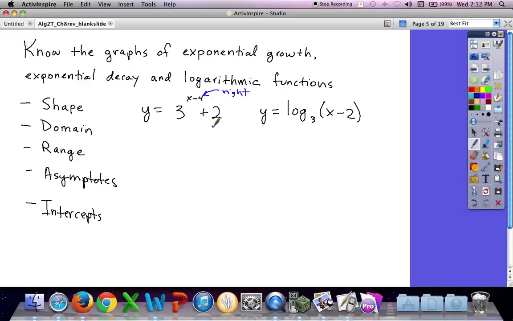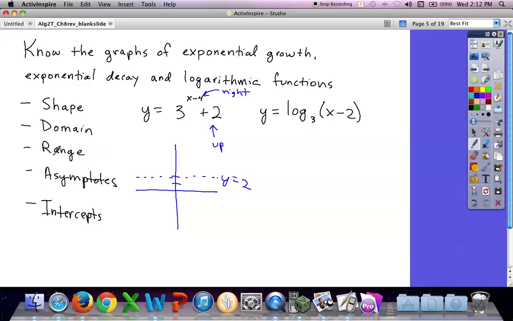Up 2? Okay. Now, which one of those is going to change the asymptote? The up, right? It's a horizontal asymptote. So if you move it side to side, it doesn't make any difference. But if you move it up and down, it makes a difference. So if we move this graph so that the asymptote is now here at y equals 2, what's the new range? Y is greater than 2.